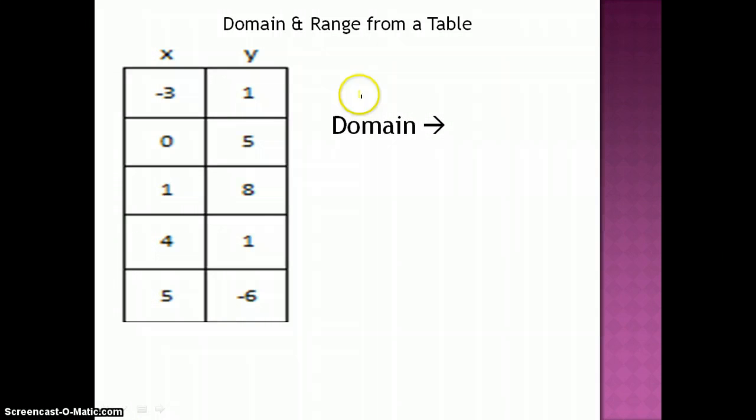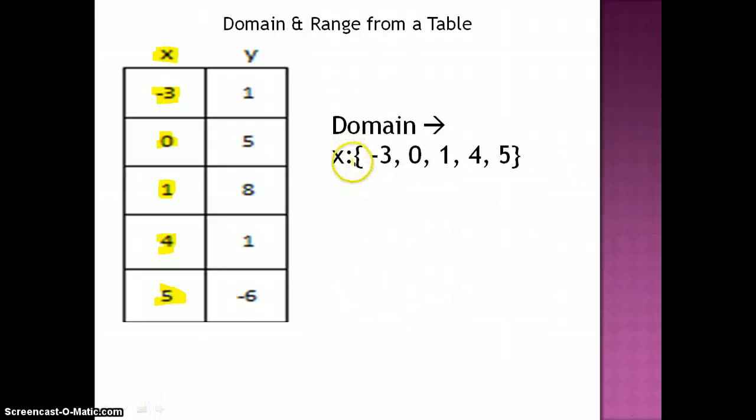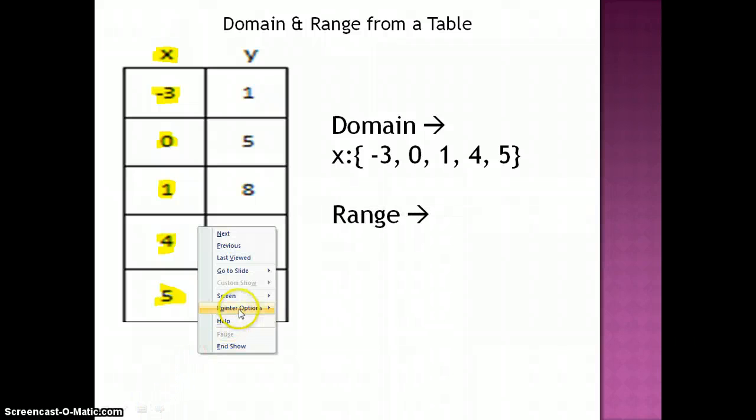So first I want to do the domain. Remember, the domain is my X values. So all of the X values are going to go in my domain. So we'll have X, colon, and then the brackets, and then we list in order from least to greatest. So it's -3, 0, 1, 4, and 5. Close your bracket.